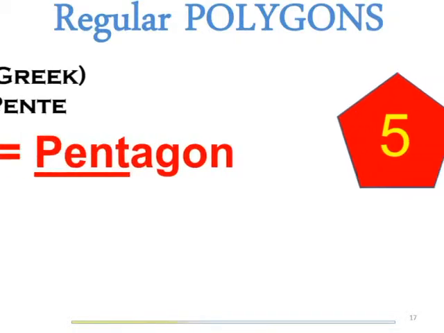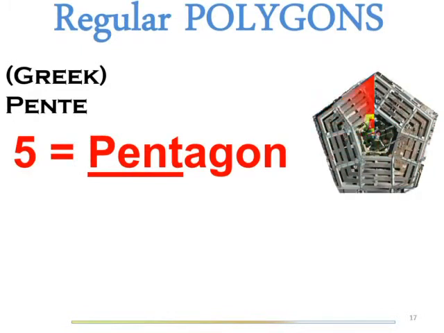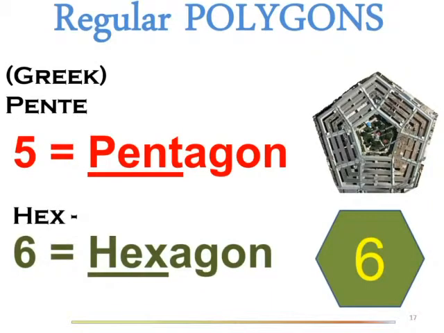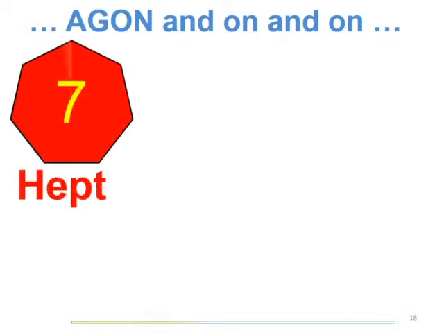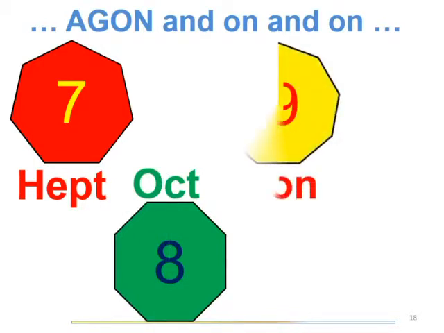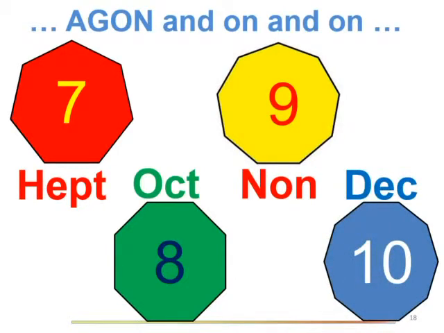Now let's have a look at some of the regular polygons that you may have heard of. Again, a smattering of Greek will help. Pente, Greek for 5, gives us pentagon. A good way to remember this is the shape of the US military headquarters. Hex is Greek for 6 and gives us a hexagon, our 6-sided polygon. The Greek prefix process for naming regular polygons goes on and on. Heptagon is 7, octagon is 8, nonagon 9, and decagon 10, and so on.